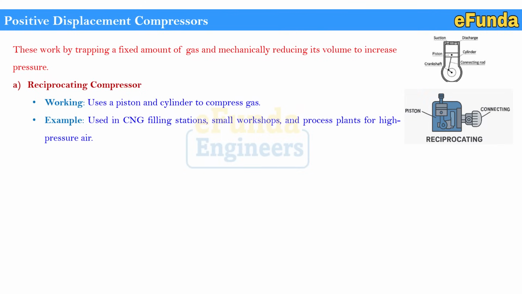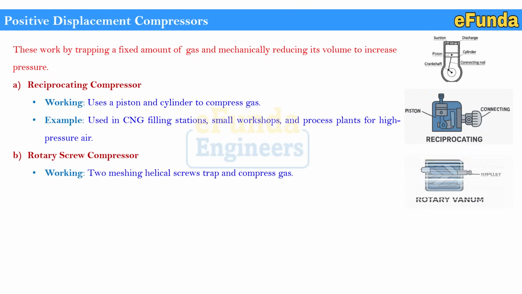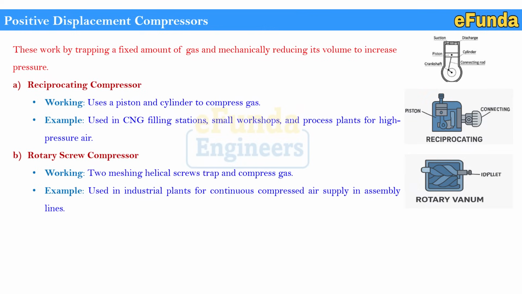Second, the rotary screw compressor works with two meshing helical screws that trap and compress gas. One can refer to the rotary screw picture where two helical screws are shown and in between them the gas is being compressed. Example, used in industrial plants for continuous compressed air supply in assembly lines.